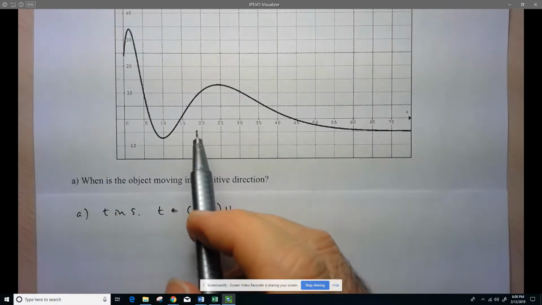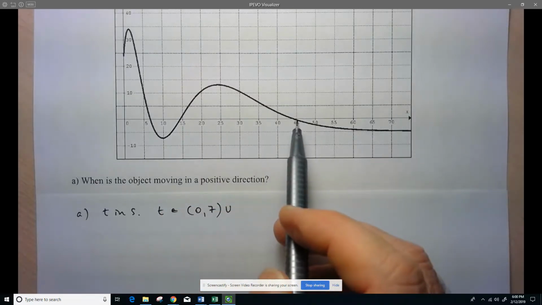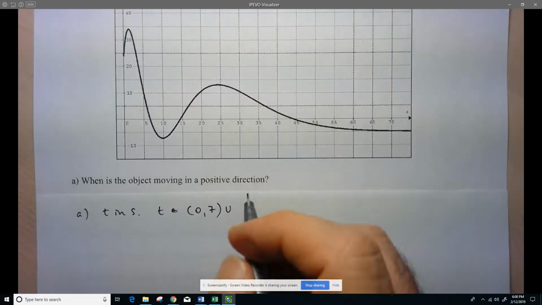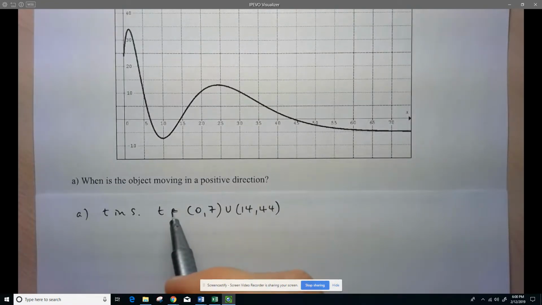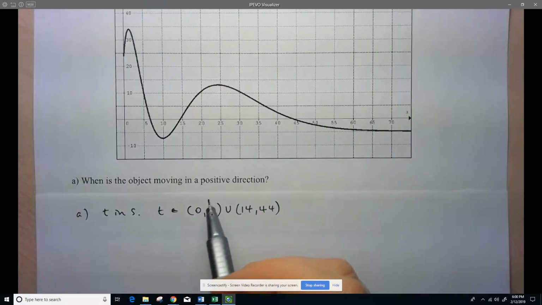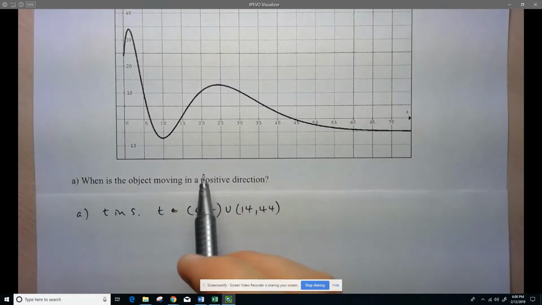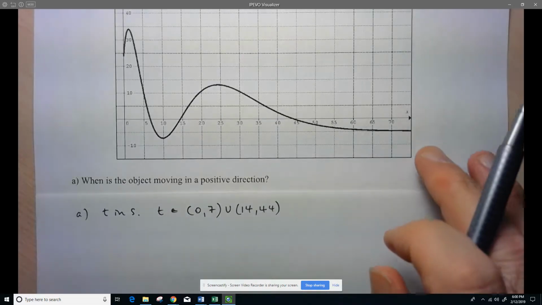Let's see what else we have. This looks to be about 14 to about 44, we'll say. So from 14 to 44 seconds, the velocity is positive, which means that it's moving in a positive direction. That's all we need to determine. This is why it's important in the notes to really take a look at what the sign of each of these functions tells us about the motion of the object.